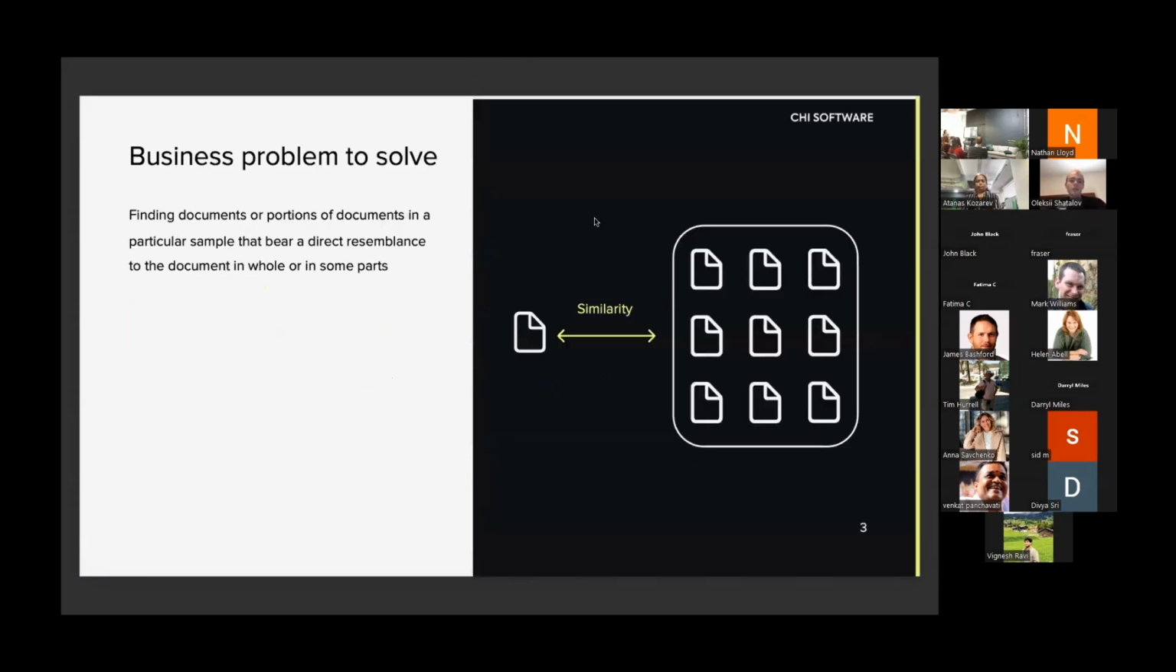The main business problem we are going to solve is finding documents, or portions of documents, in a particular sample that bear a direct resemblance to the document in whole or in some parts. So we have a storage of documents, and the input is one document, and we are going to find the most similar document, or maybe parts that will be satisfactory as similar parts for the parts of the input document.